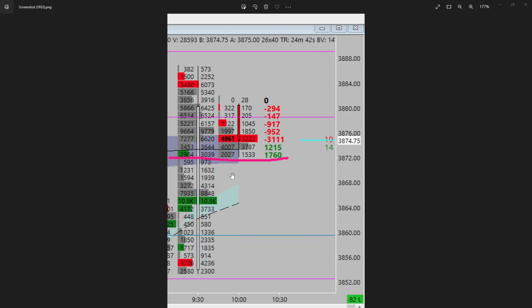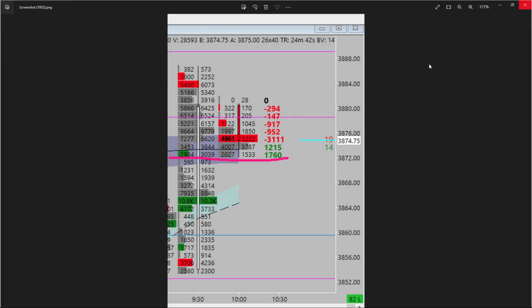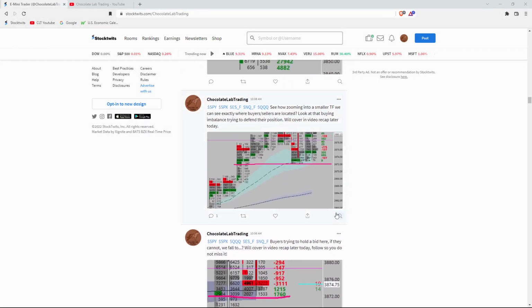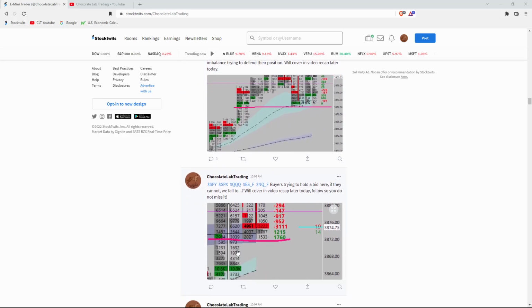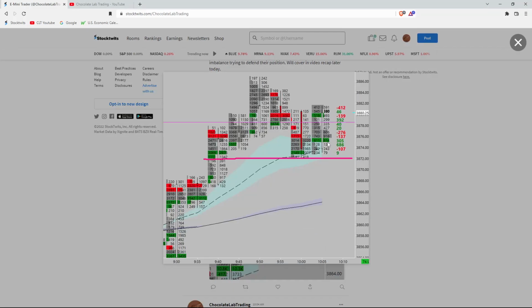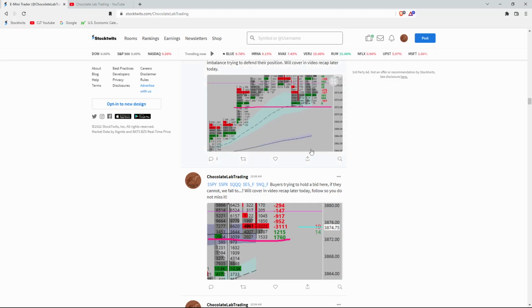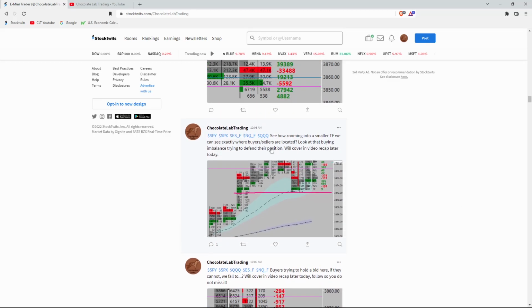But another situation that the footprint gives you the confidence to wait. It's telling you the signs are not here yet. I believe it's much better than normal technical analysis on a normal candlestick chart. I believe that's much more difficult to find. And this was looking at a 30-minute, and now this is brought up on a 5-minute. And now pay attention here. See how zooming into a smaller time frame, we could see exactly where buyers and sellers are located.